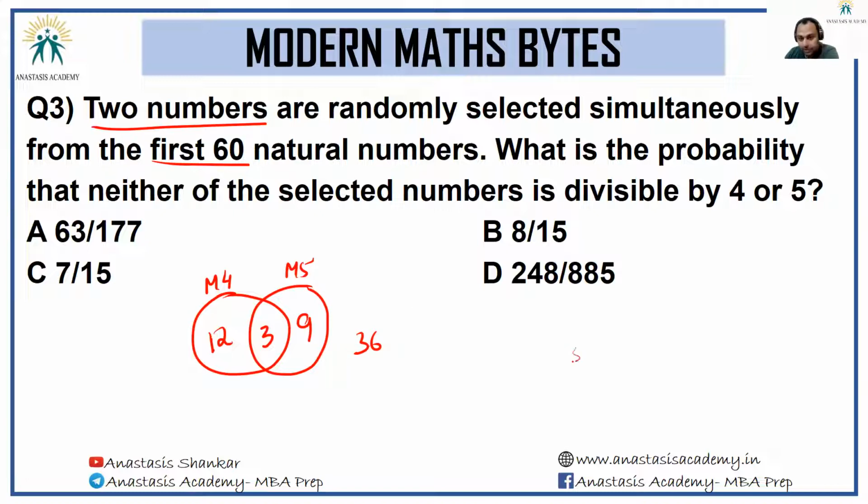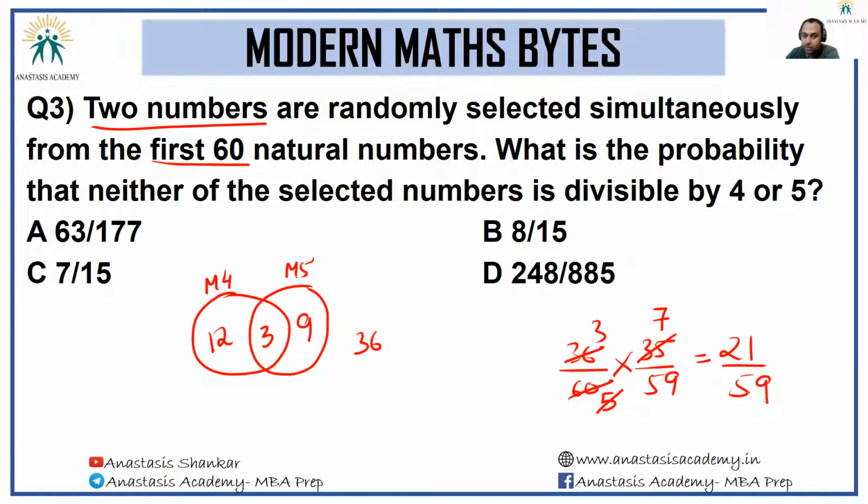So our work has to be 36 by 60 into 35 by 59. These 2 numbers. Okay. So cancel 3, cancel 5, cancel 7. We end up with 21 by 59. And at this time, it may seem like, oh my God, we don't have the option 21 by 59.